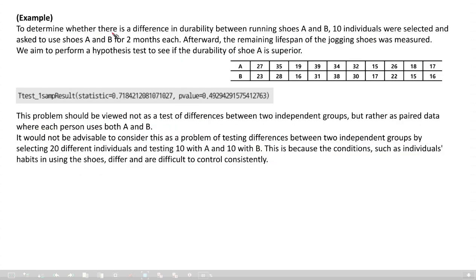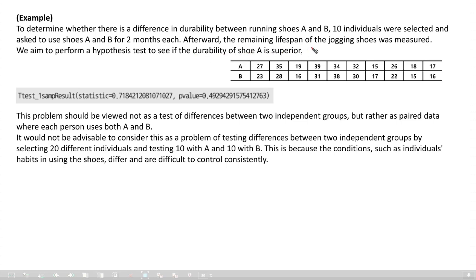To determine whether there is a difference in durability between running shoes A and B, 10 individuals were selected and asked to use shoes A and B for 2 months each. Afterward, the remaining lifespan of jogging shoes A and B were measured. We aim to perform a hypothesis test to see if the durability of shoes A is superior.